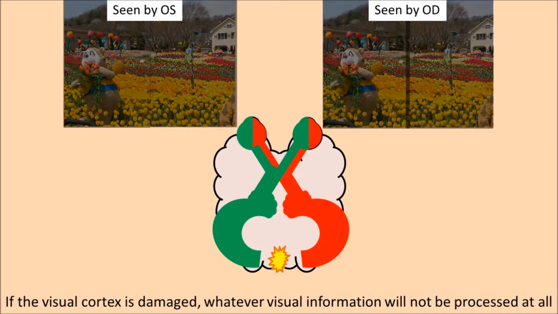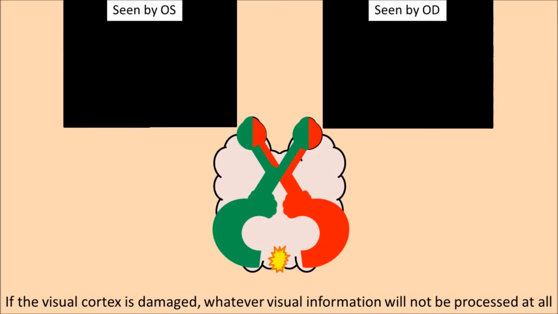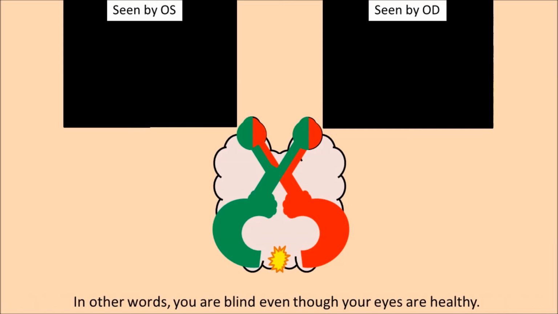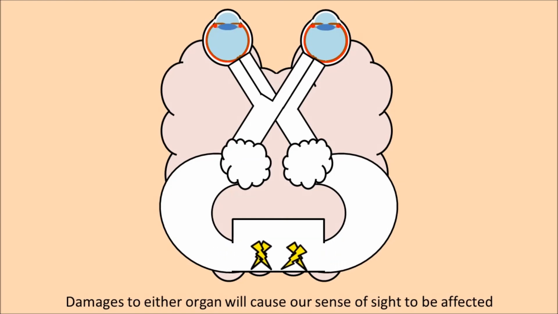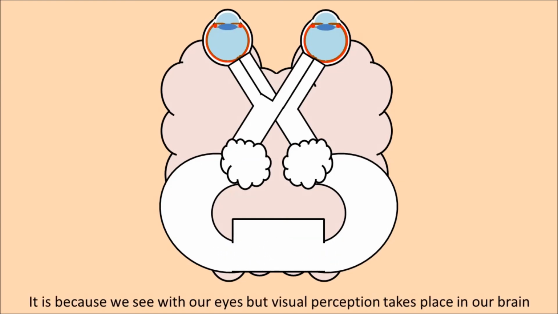If the visual cortex is damaged, whatever visual information will not be processed at all. In other words, you are blind even though your eyes are healthy. Both our brain and eyes are very important. Damage to either organ will cause our sense of sight to be affected. It is because we see with our eyes, but visual perception takes place in our brain.